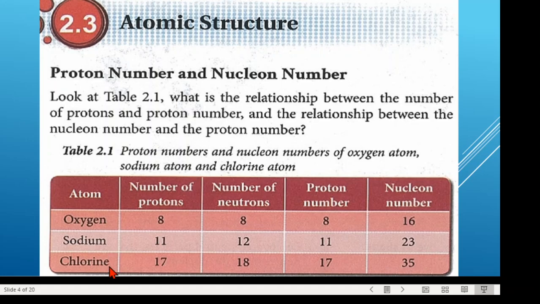Example number 3, chlorine. Chlorine is number of protons 17. So, dia punya proton number will be the same lah, 17. Number of neutrons dia 18. So, the sum of number of protons plus number of neutrons is 35. So, 35 itu ialah nuclear number of chlorine atom.